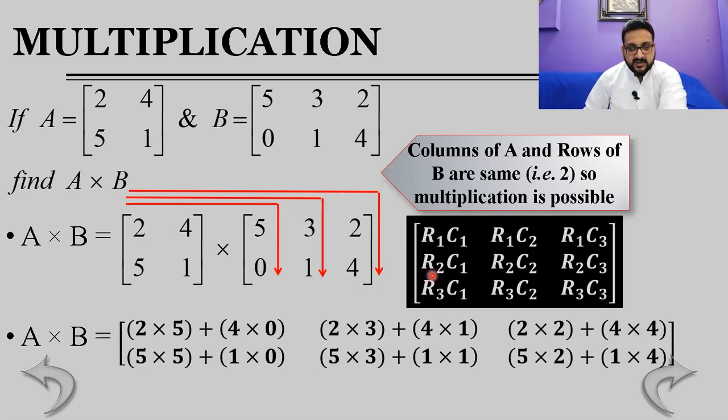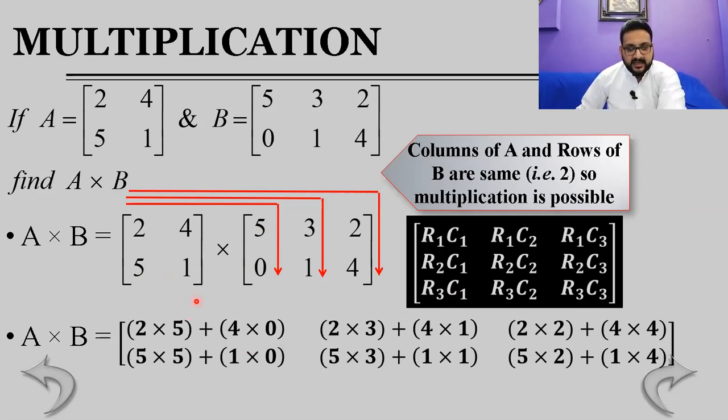So R2 C1, where is the R2? What is the R2? Second row of A. And what is the C1? First column of B. R2 represents the second row in the first matrix, and C1 represents the first column in the second matrix. So second row multiplied by first column. 5 multiplied by 5, 1 multiplied by 0.